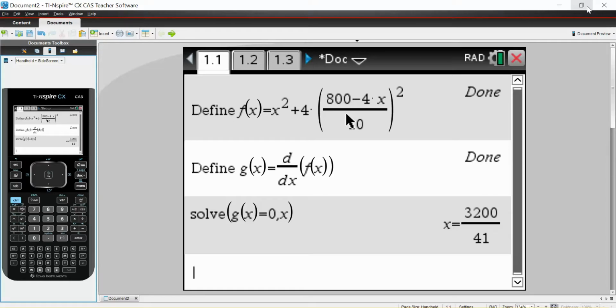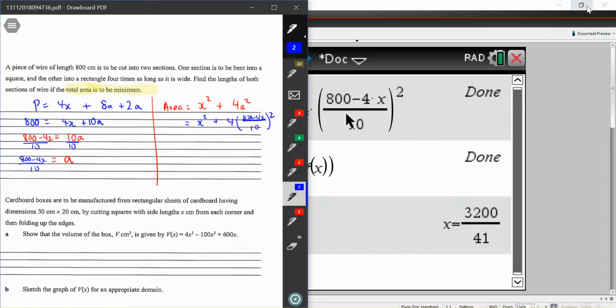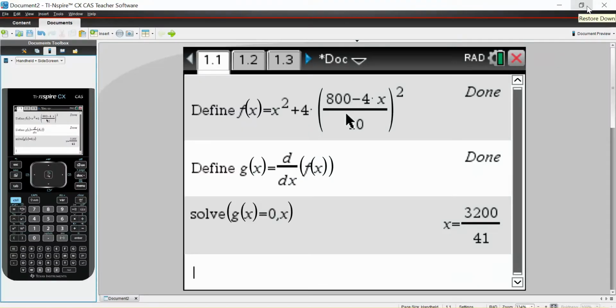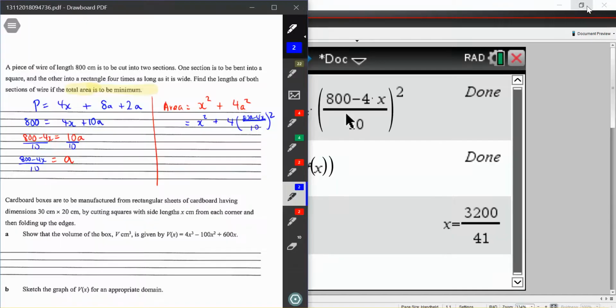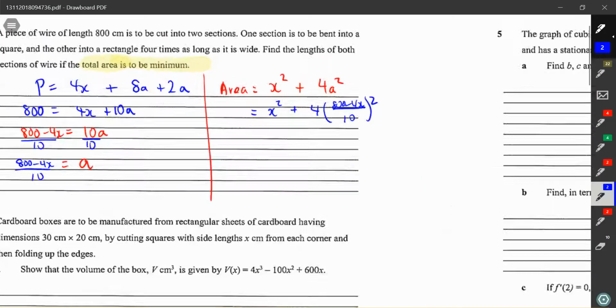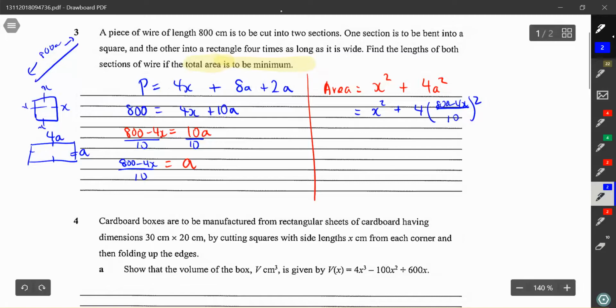But they didn't ask for that. What did they ask? They said find the lengths of both sections of wire if the total area is to be minimum. So I've got the x. What am I missing? I had no y. Going back here, you solve for 4x, so I now know x is equal to 3,241. How do I find a?